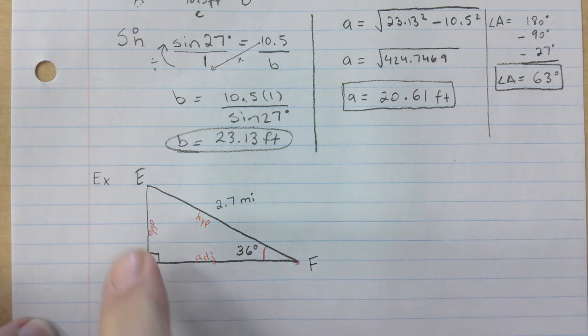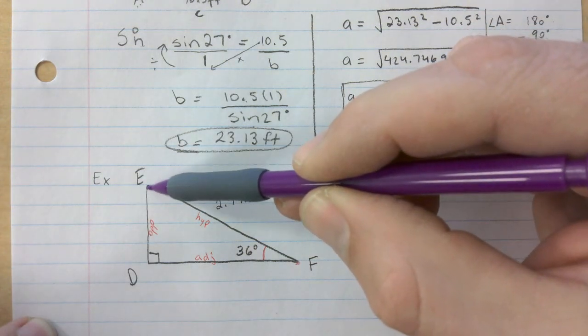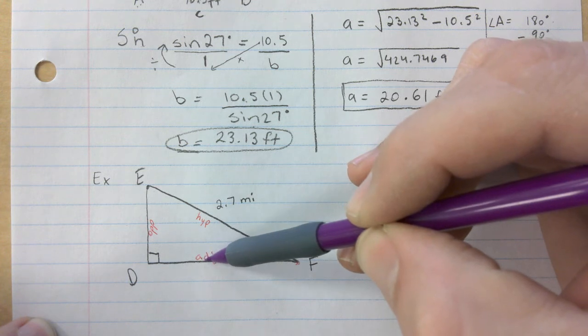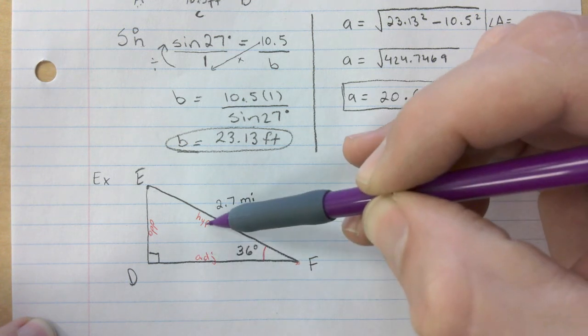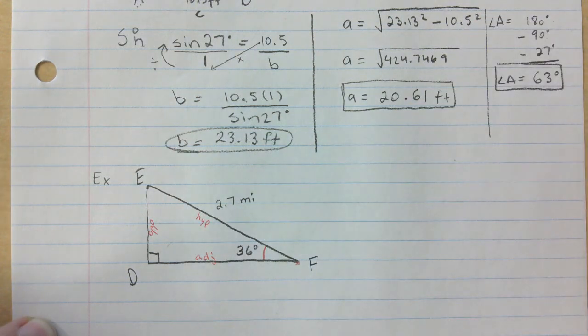If you had been up here, I'm sure you recall me saying that. If you are up here, then this is your opposite side. Hypotenuse always stays the same. And then this turns into your adjacent, right? So it depends on where you're located.